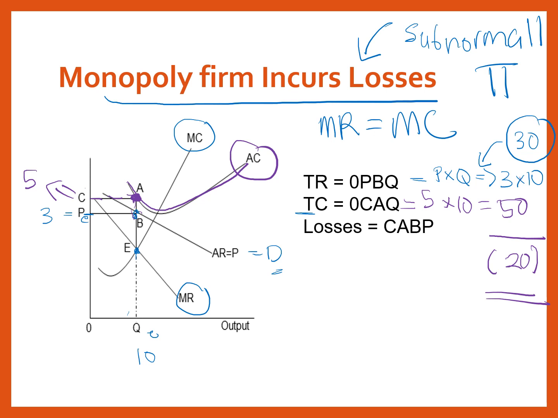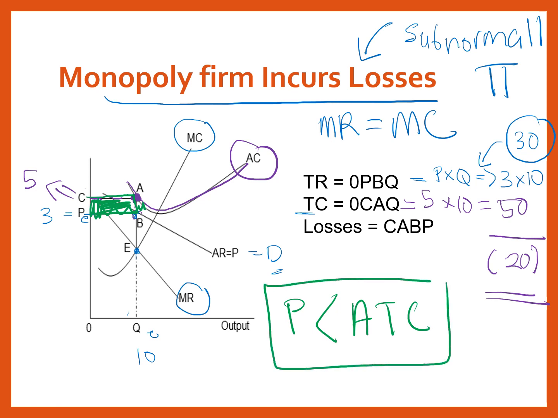So bila dalam soalan tanya lorikkan kawasan losses awak, so di mana you kena lorik adalah di point inilah. Okay, so daripada point ini pun you akan dapat nampak sebenarnya the P is lesser compared dengan ATC. So that's why you gain the losses.